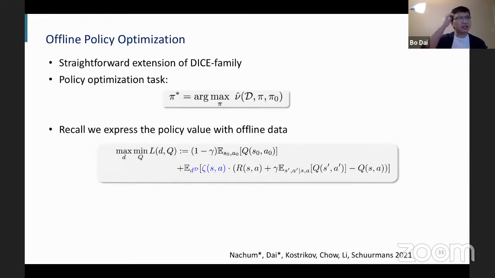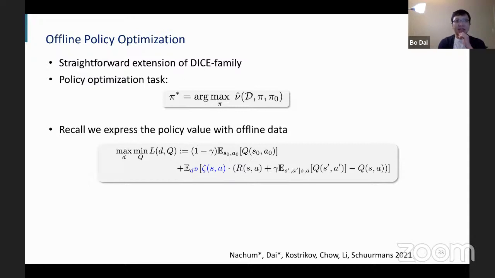I think here, as I mentioned, we propose a very consistent, very unified framework to not only handle offline policy evaluation, it can also be generalized for other kinds of tasks with this optimization perspective. So later in this session, I will talk about how we can use that DICE family to do offline policy optimization.